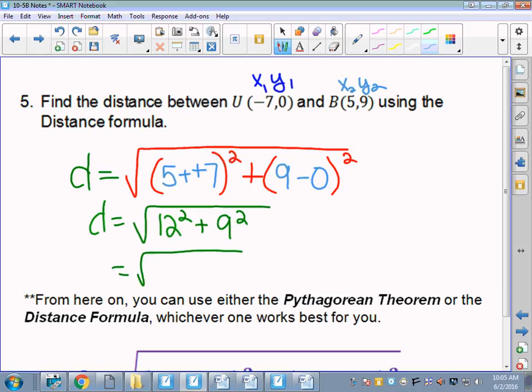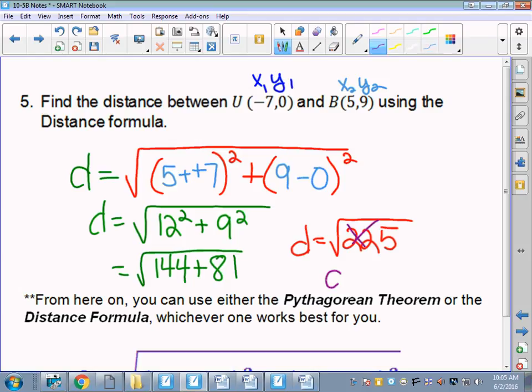So 12 squared is 144. 9 squared is 81. I'm going to do that math problem. 144 plus 81. I don't even know what that comes to. 225? And remember that 225 is still underneath the square root. Just so happens this is a nice, neat number. D equals 15. Forgot my times tables for a second. So the distance between those points was a nice, neat 15. The distance between the last points was a messy 8.9.